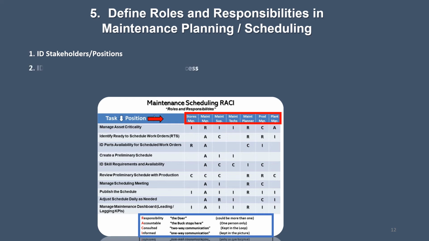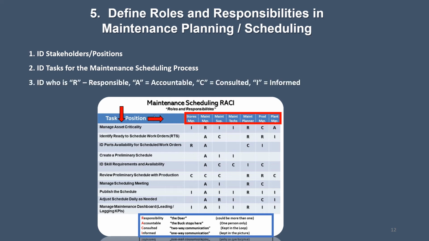So we identify the stakeholder positions. We identify the tasks for the maintenance scheduling process, like manage asset criticality, identify ready to schedule work orders, and so on. And then identify who's responsible, who's accountable, who's consulted, and who's informed. For each one of these tasks, every line has to have one A, no more. Only one person can be accountable.